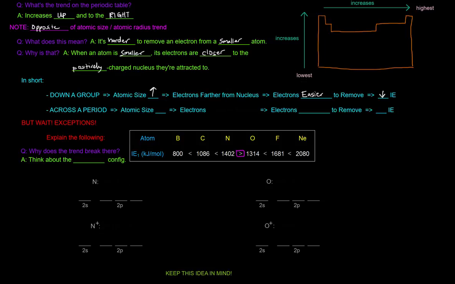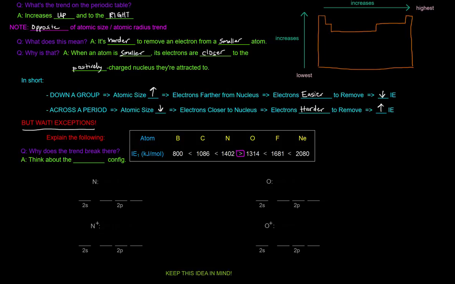Now across a period to the right, the atomic size decreases, due to the increase in effective nuclear charge that we talked about in the previous video. If the atomic size decreases, the electrons are closer to the nucleus, which means they're more attracted, and thus harder to remove. If they're harder to remove, there's a higher ionization energy, and that's what we have at the top right. However, there are exceptions.